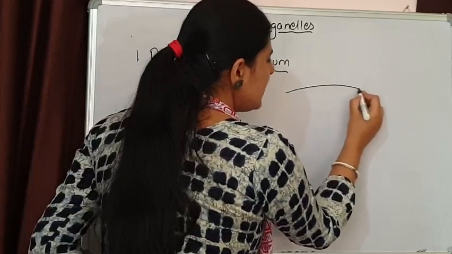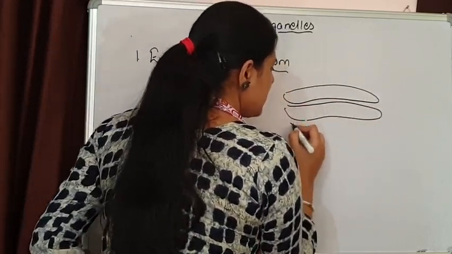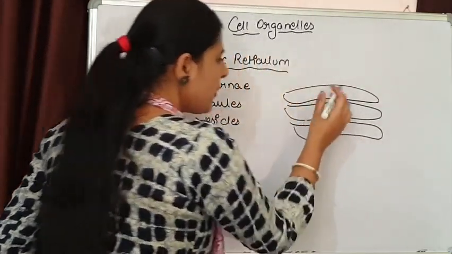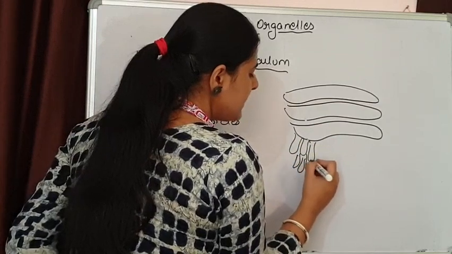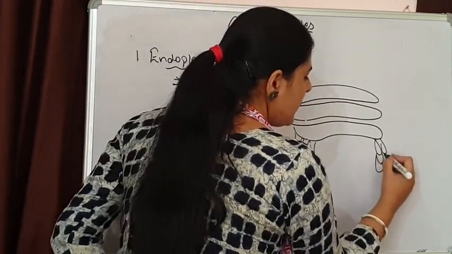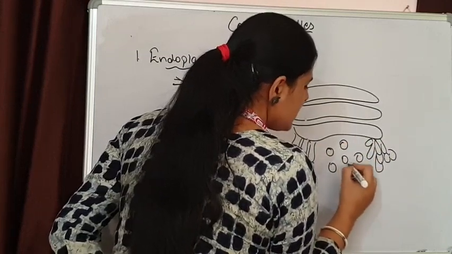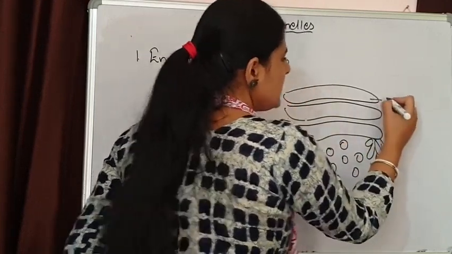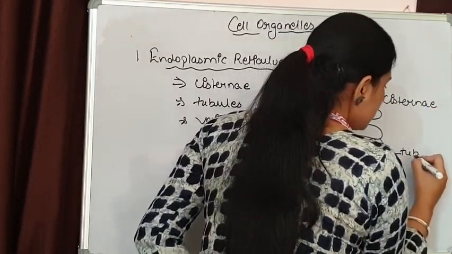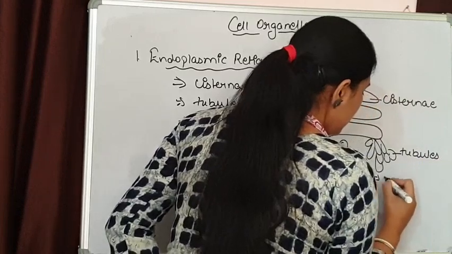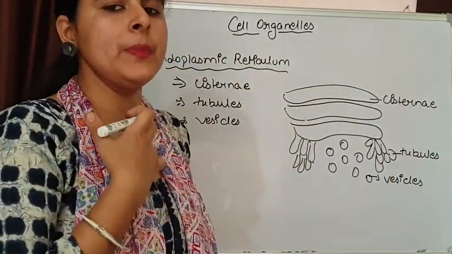Cisternae are basically flat sacs that are present one above the other, and near the end portions various tubules are present, and various small sized vesicles are present. Circular structures are present that are vesicles. So this will be the cisternae, these are tubules and these are vesicles. This is how the endoplasmic reticulum looks.